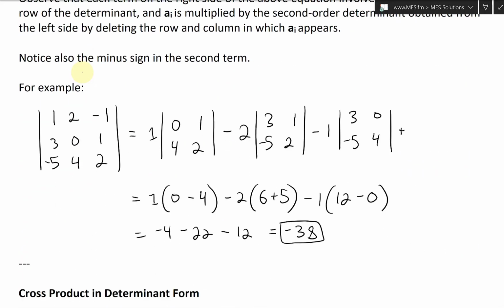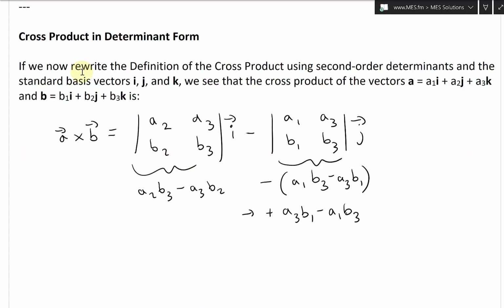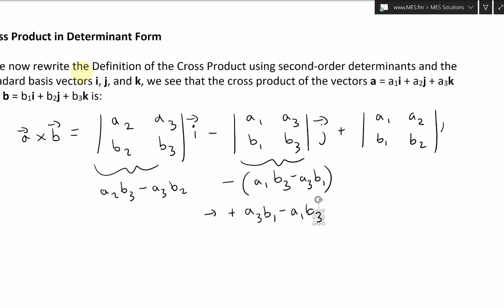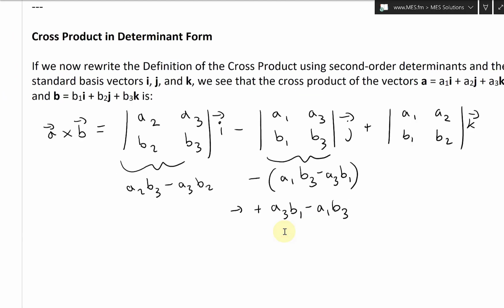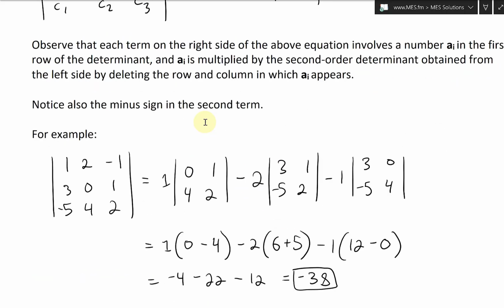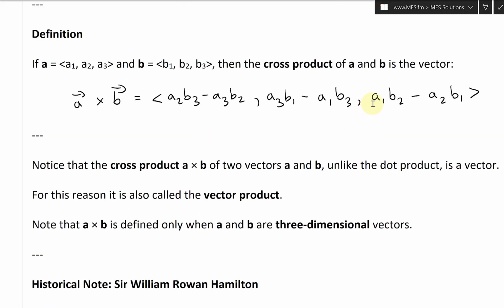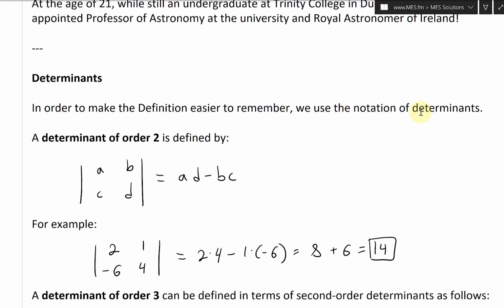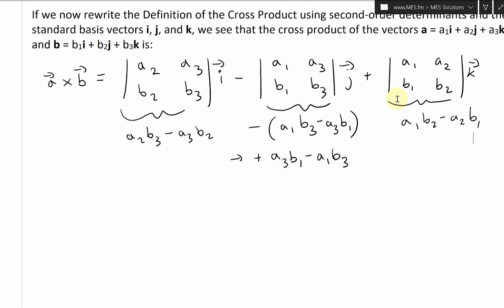This is going to be plus. The last one is going to be a1, a2, b1, b2, and then this is going to be the k vector. And again, for completeness, let's just write this out. The determinant of this is going to be a1 times b2 minus a2 b1. And again, going back to our definition, that is exactly this, a1 b2 minus a2 b1, and that's in the z-axis. The k is a z-axis vector.